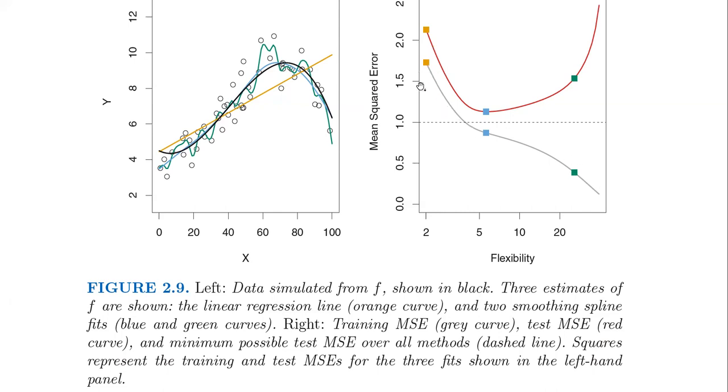The gray curve is the mean square error based on the training data, and the red is on test data. You would ideally use test data. What's the difference? Yesterday we said data is data. The difference is that the test data hasn't been used to actually fit these models.